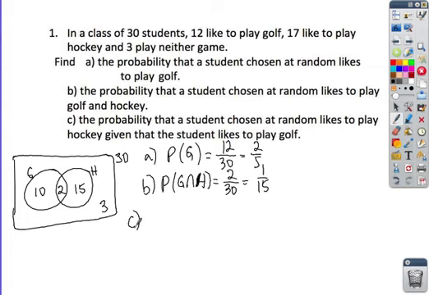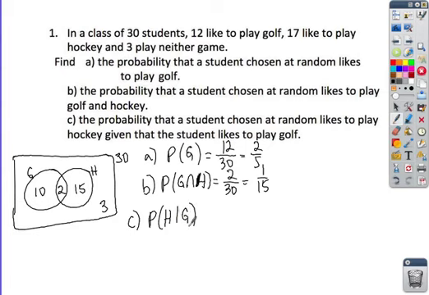And then last, in part C, and this is very often how the IB questions are structured, you'll quite often be able to use information or answers that you've obtained in earlier parts of the question in the last part. The question in C says the probability that a student chosen at random likes to play hockey, given that the student likes to play golf. Whenever you see the wording "given" or "is known," that part comes after the vertical line in the conditional notation. So we'll write it this way: the probability of hockey given golf.